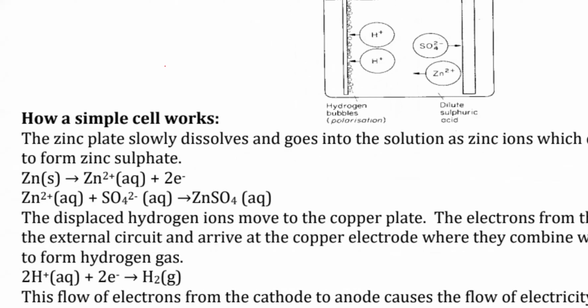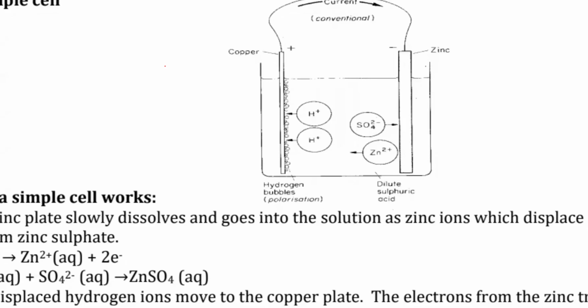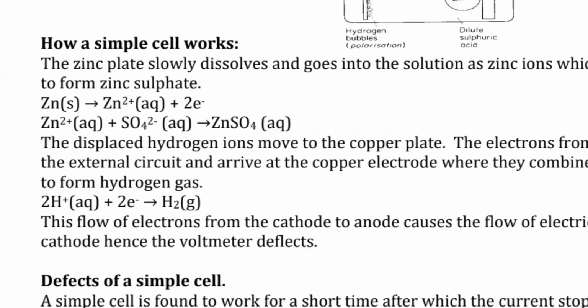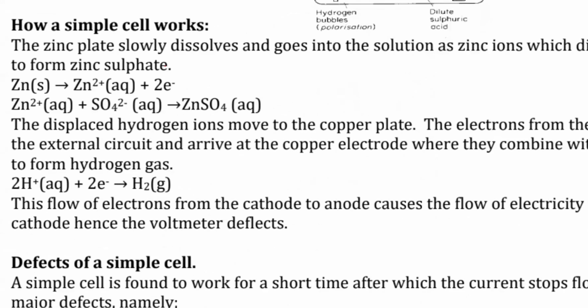Now, if you look at what we have in our diagram, we have the zinc plate, and they are telling us that this zinc plate ionizes to form zinc 2 ions, which are aqueous, and then the electrons that are given off. So they are telling us that the displaced hydrogen ions move to the copper plate.